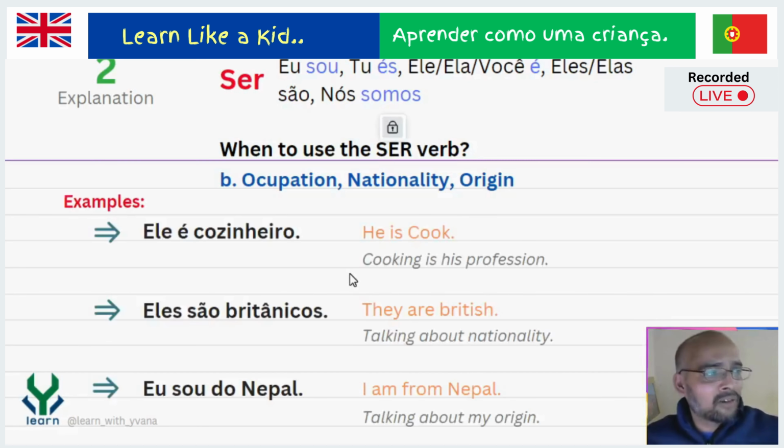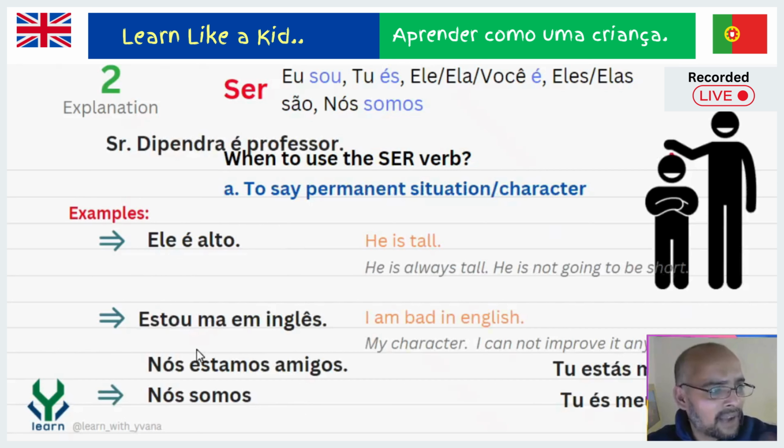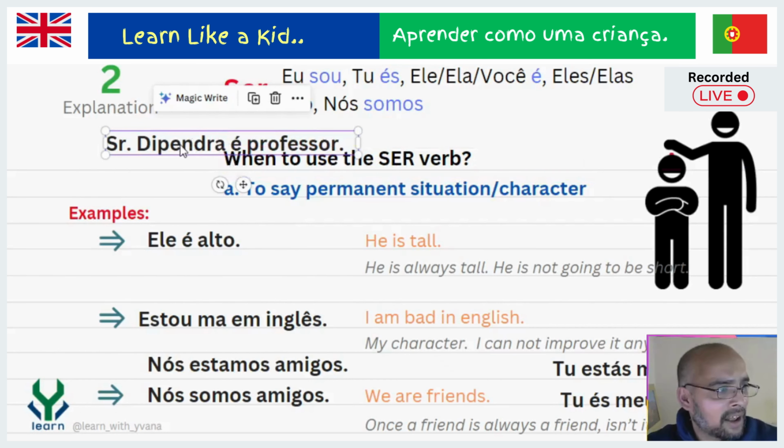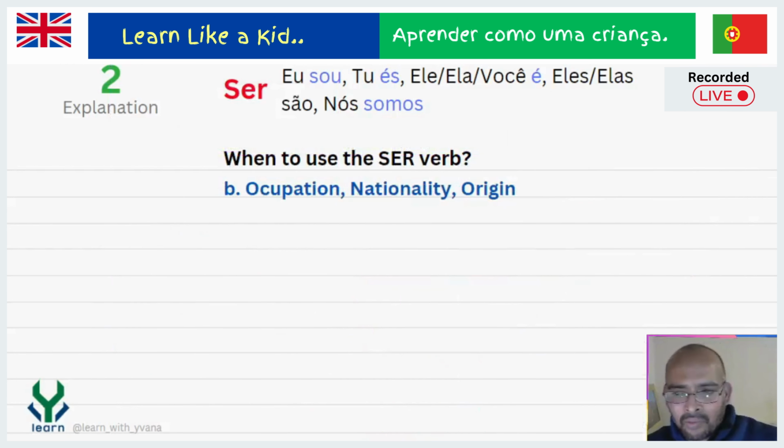Okay guys, so let's go now. I said before, Senhor dependre é professor, that means one profession. So the next situation, no, the estar verb is coming. Okay, don't worry. If we talk about nationality, date, place, birthplace, and anything that does not change, about the location where we live for a long time, we use the ser verb, right?